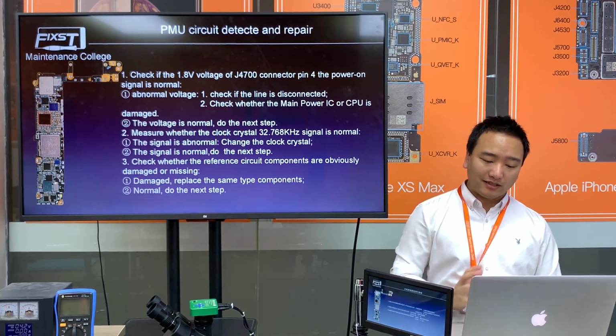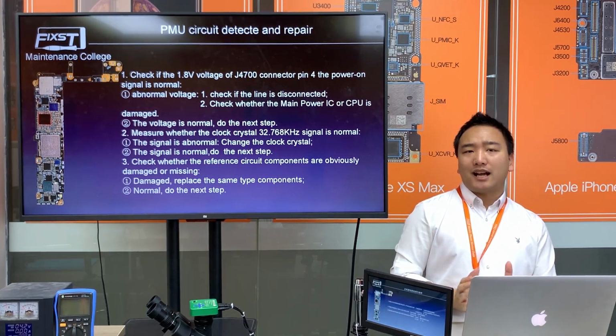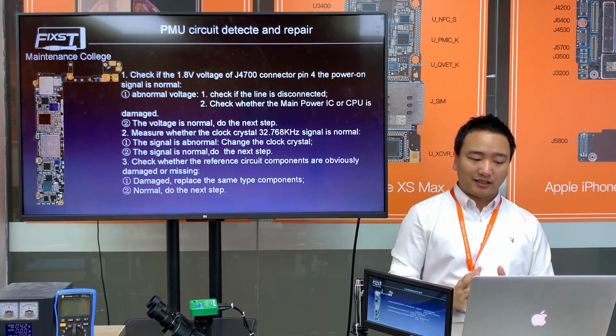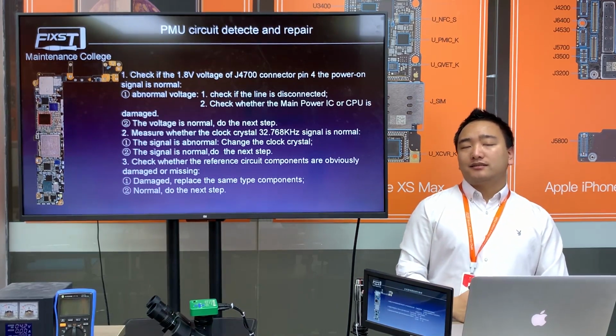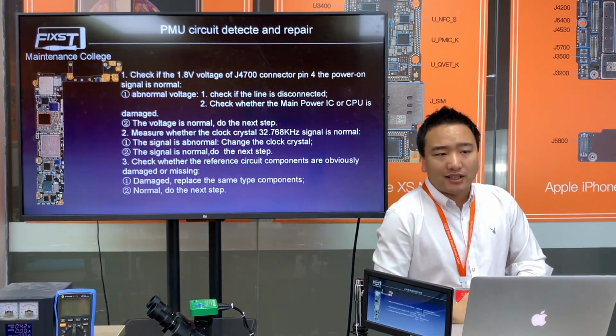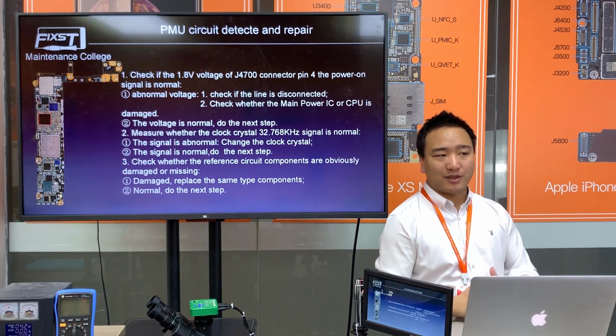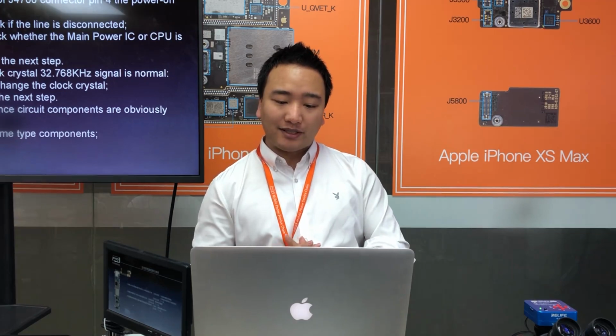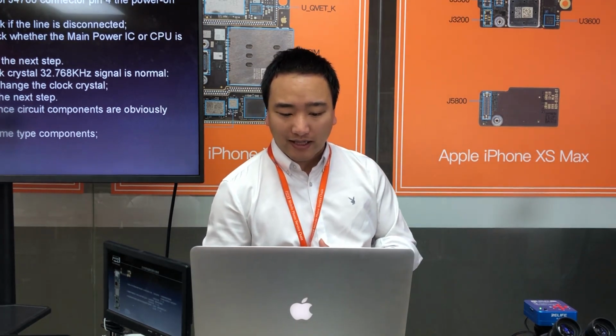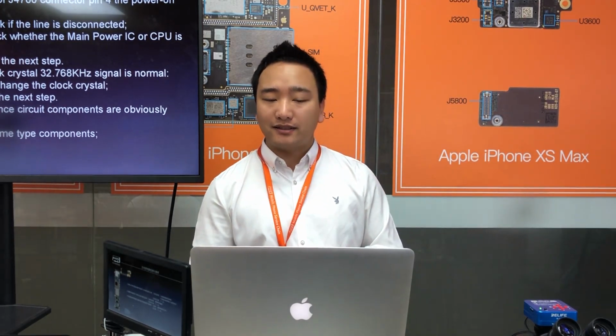If after we change the power on button cable it still does not work, it is determined that it is caused by a motherboard problem. As we have talked about before, the power on button cable is connected to the J4700 connector, and in this connector, pin 4 is the power on signal. After we power on, when the phone is asleep, we can check for 1.8 volts on this line. To know whether the power on key is normal, we just need to check the voltage on this line, whether the 1.8 volts is normal or very different.